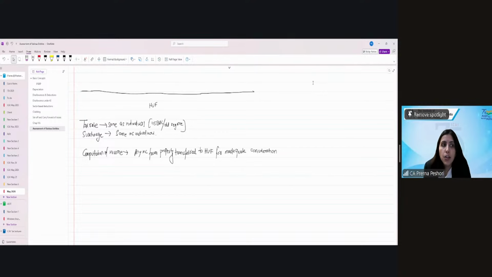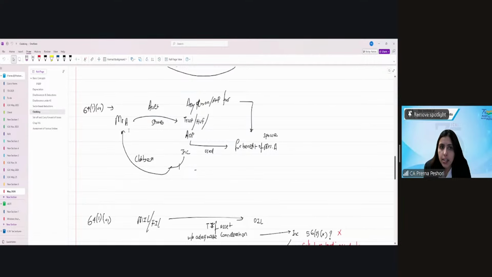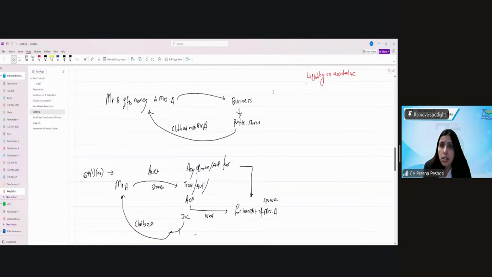Very good. If you recollect, we had done the clubbing of income. There we had seen that any asset transferred to the trust, HUF, AOP, or any person, and this income is to be used for the benefit of the spouse of the settler, or for that person itself, in that case the income will be clubbed in the hands of the settler. Yes or no?